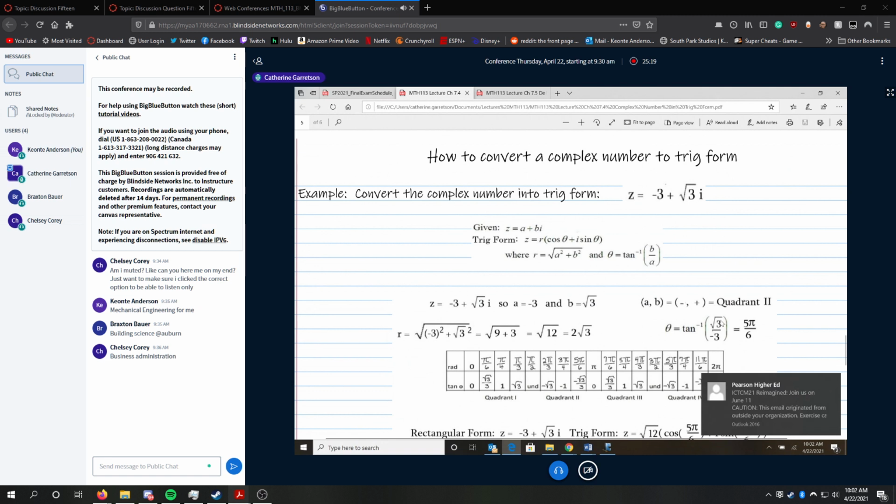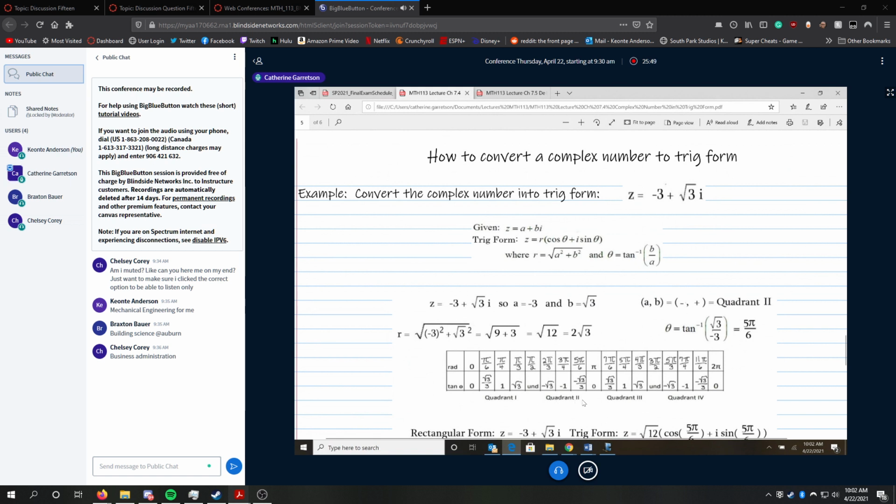So I'm looking for the angle. Again, you're going to have two options. So I want to make sure I pick the right angle that matches the quadrant that my point is in. If I think of this as my x coordinate being negative, and my y being positive, negative x, positive y, that's quadrant 2. So that's a point in quadrant 2.